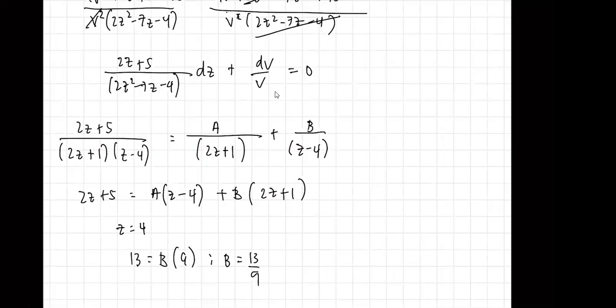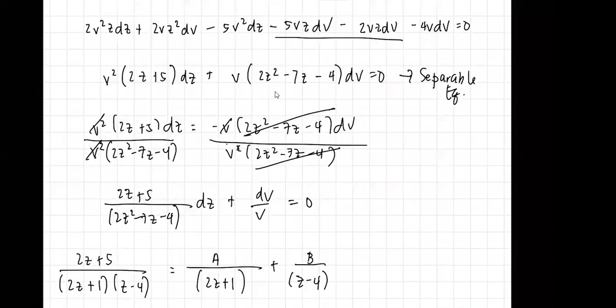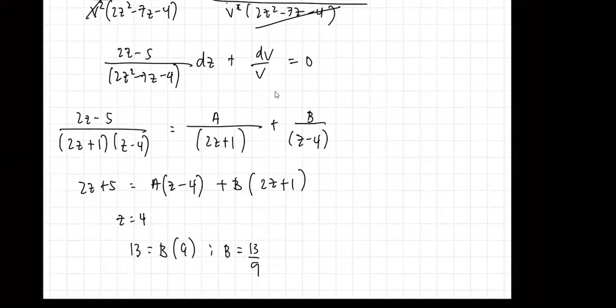Okay? Tama ba? So, 2z minus 5. Okay. So, mali tayo ng ano dito. So, mali tayo minus. Minus. Okay? So, dapat minus to dito.